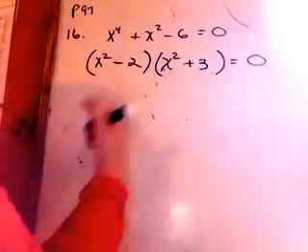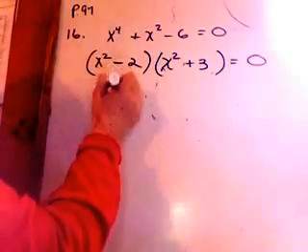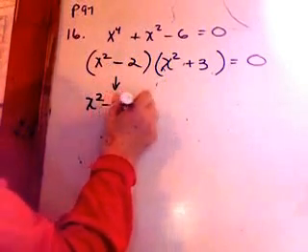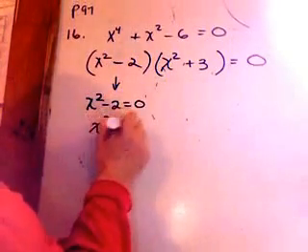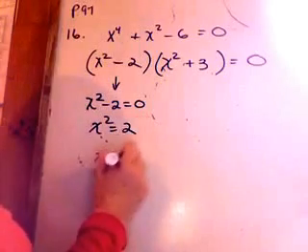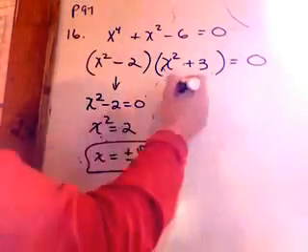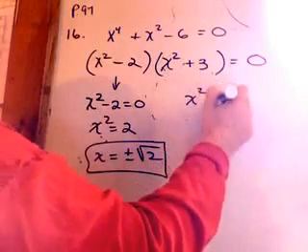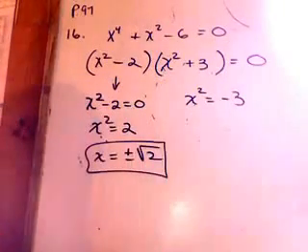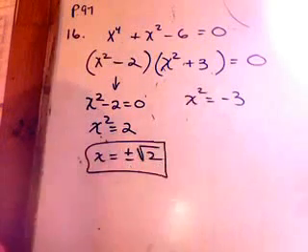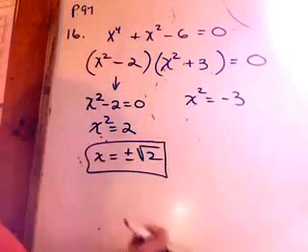At this point, now that I have it factored, I can set each factor equal to 0 and solve. So x squared minus 2 equals 0. X squared equals 2. So x equals plus or minus the square root of 2. There's 2 answers. What about this one? X squared equals minus 3. And the directions said to solve, implying solving for real numbers, so this is not real. So you could stop right there.